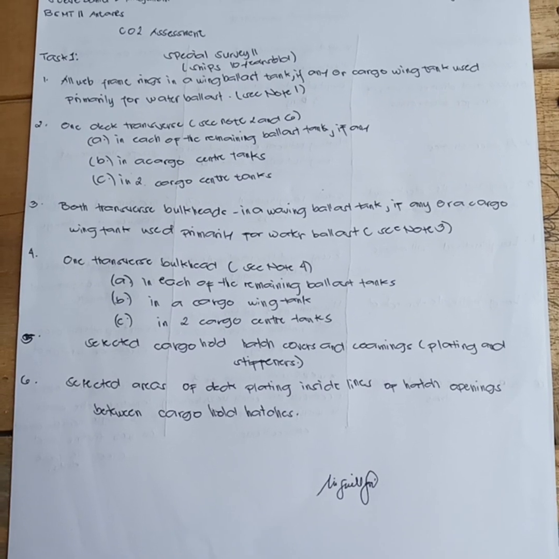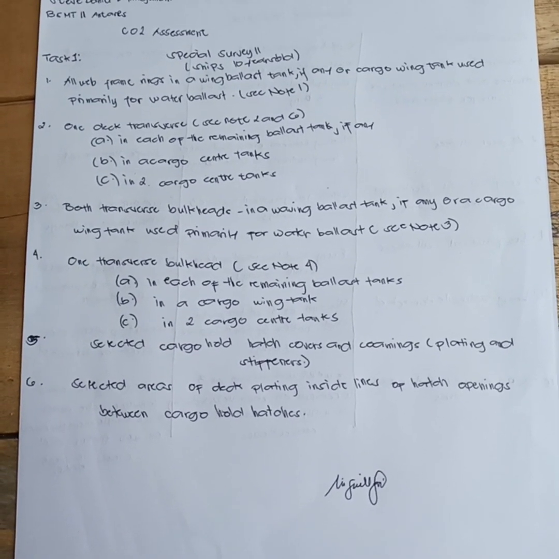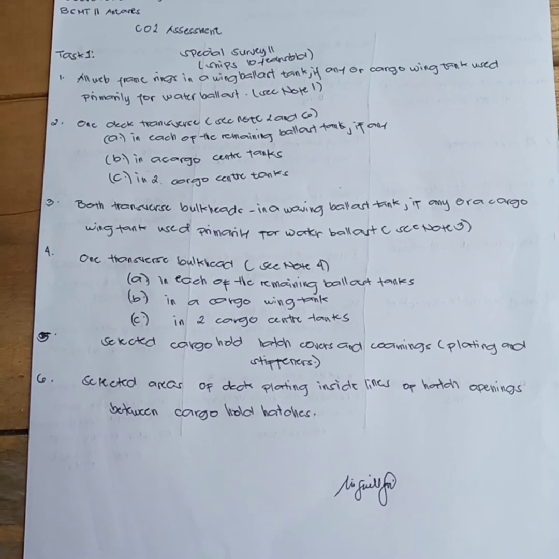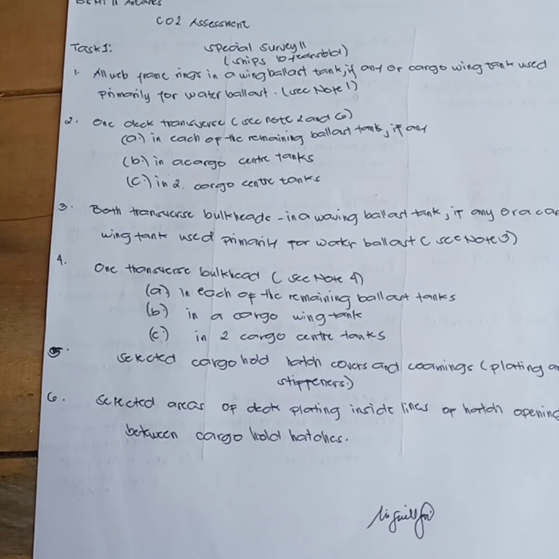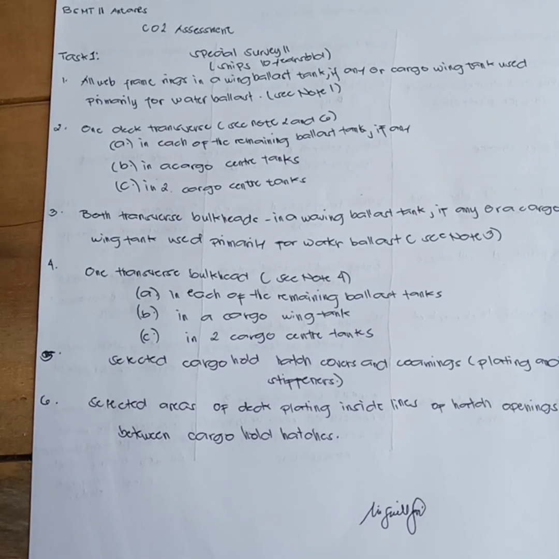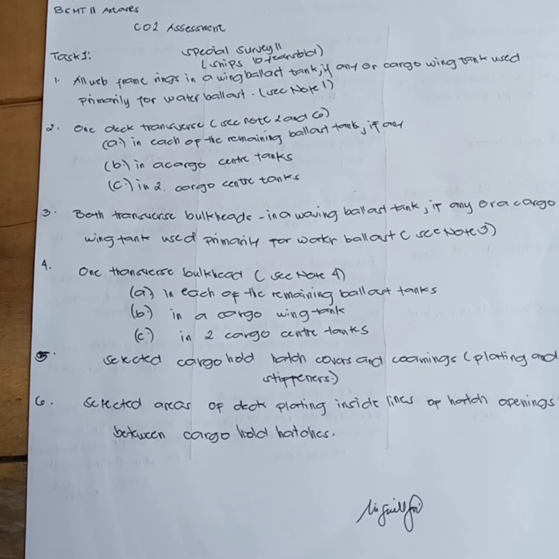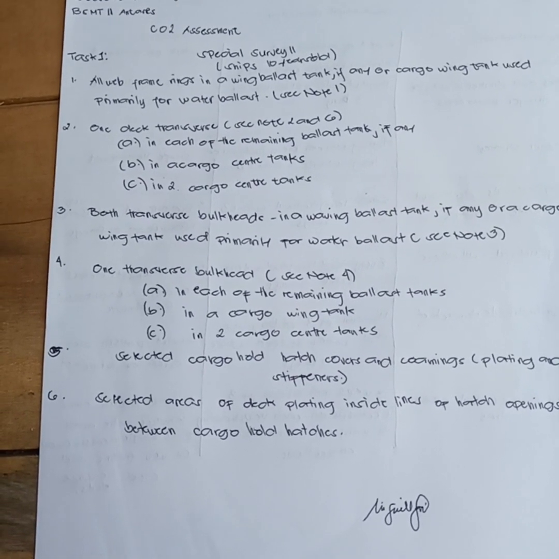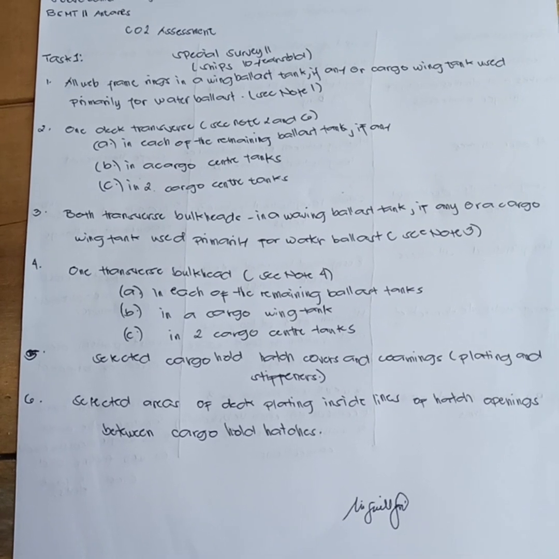Task 1 is a special survey for ships over 10 years old. Number 1 is all web frame rings in a wing ballast tank, if any, or a cargo wing tank used primarily for water ballast, see note 1.